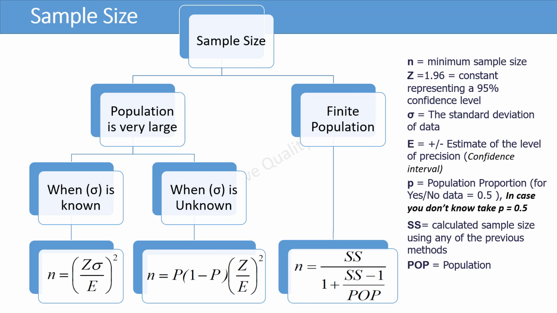However, if the population is finite, we will use the calculated sample size, using any of the previous methods, and make a correction using the population size, as shown in the equation.